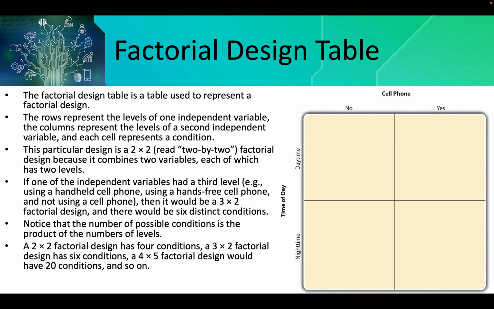using a handheld cell phone, using hands-free cell phones, and not using a cell phone, then it would be a 3 by 2 factorial design, and there would be 6 distinct conditions, and there would also be 6 boxes. Notice that the number of possible conditions is the product of the numbers of levels. A 2 by 2 factorial design has 4 conditions, a 3 by 2 factorial design has 6 conditions, a 4 by 5 factorial design would have 20 conditions, and so on.